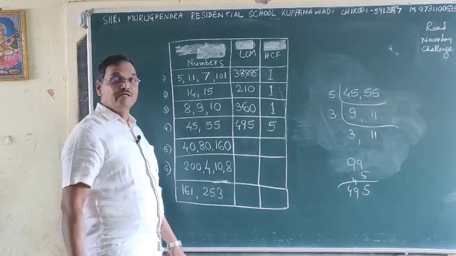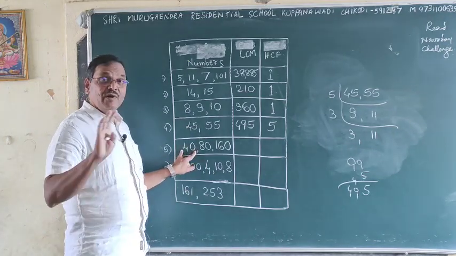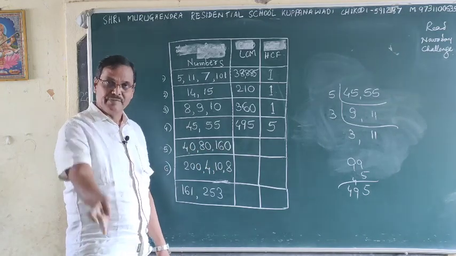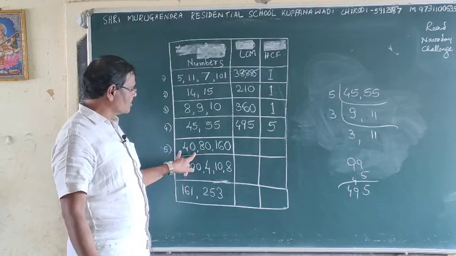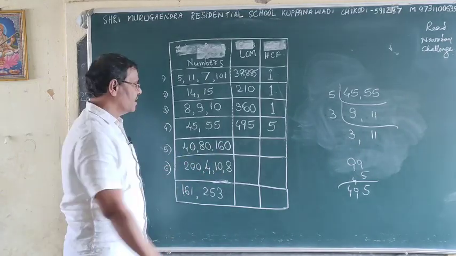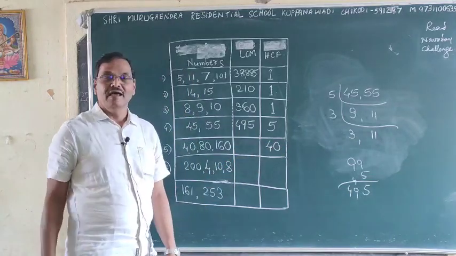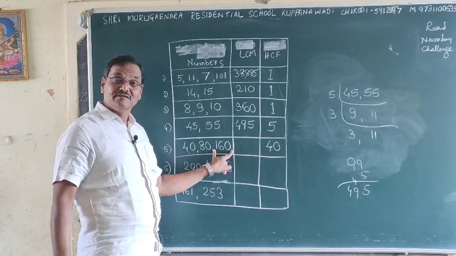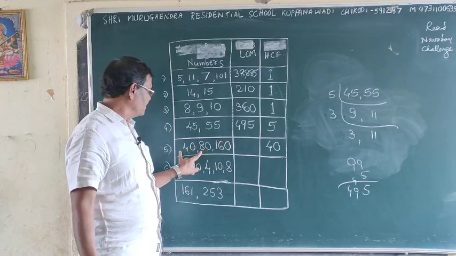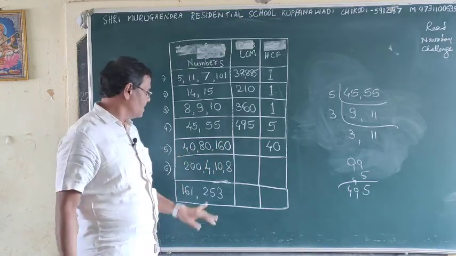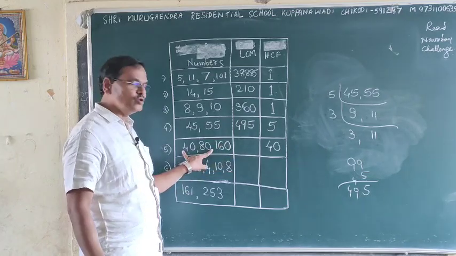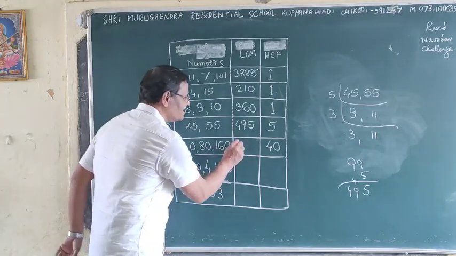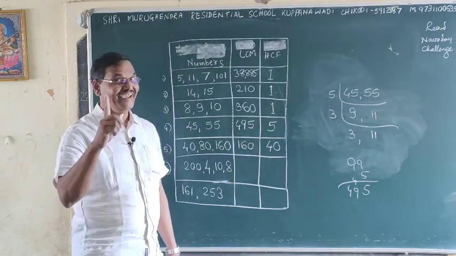See, one rule is there. Among given numbers, if smallest is factor of other numbers, then that is HCF. See, 40 2s are 80, 40 4s are 160. So 40 is HCF. And another rule for LCM is, if the biggest number is multiple of remaining numbers, then that is LCM. See, 160 is multiple of all these two because these two are factors of 160. Then 160 is LCM. Okay, mouth calculation.